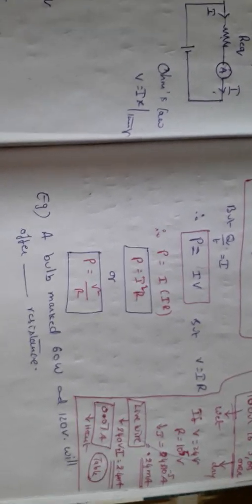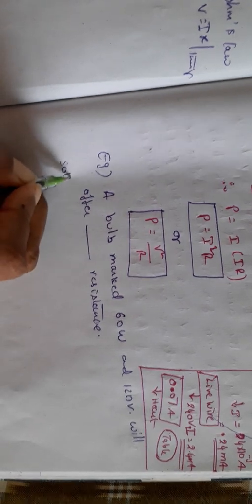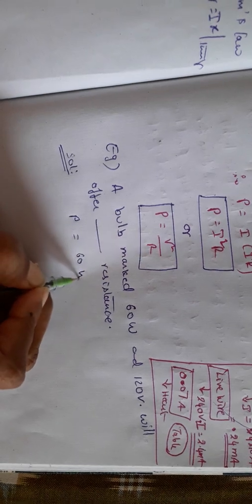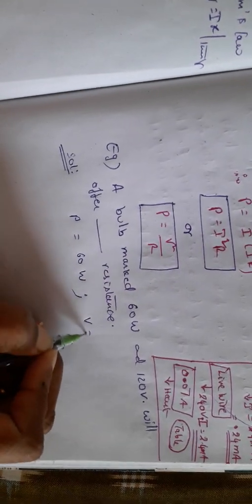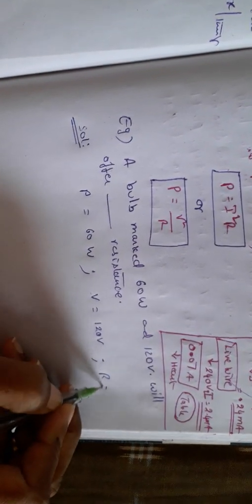Okay, children. So now let's see the problems. Now, what is the question here? A bulb marked 60 watt and 120 volt will offer dash resistance. So how do we solve it? What is the power? Power is equal to 60 watt and voltage, or rather potential difference, is equal to 120 volts. This is how we write. So P and V are given to us, and what is asked is R is equal to how much.